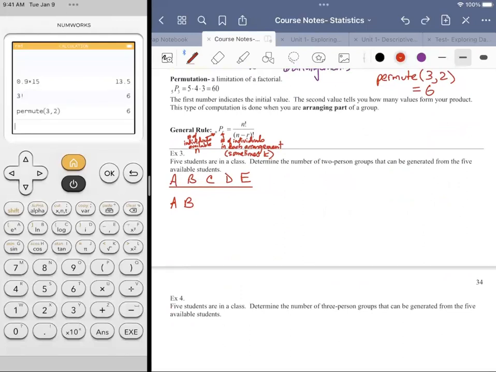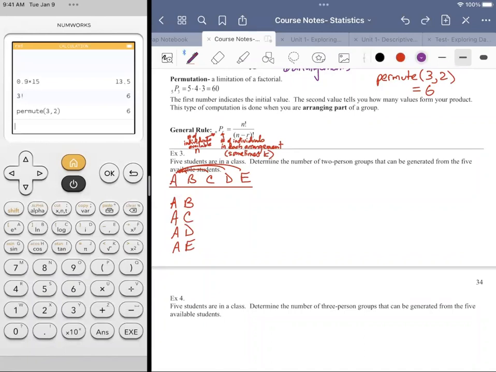All right. So I did A and B here. So now I'll do A and C. That's another possibility. A and D. A and E. Now I'm going to move on to B. If I work backwards here, I'm going to get BA, and I already have that, so I'm going to ignore that. I'm not going to put a person in a group with themselves. That would not be a group of two in a practical sense.